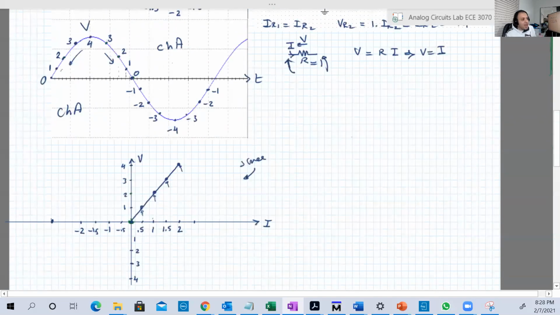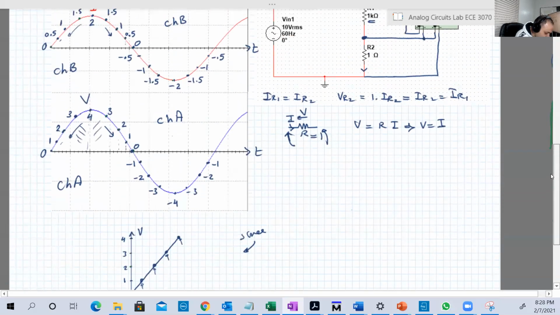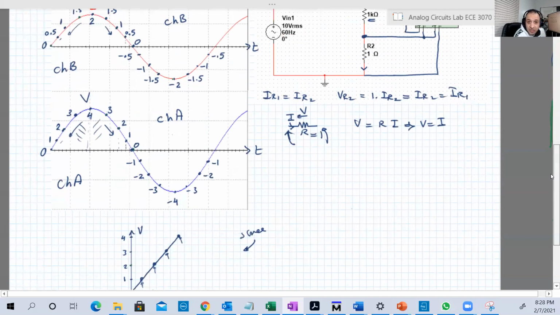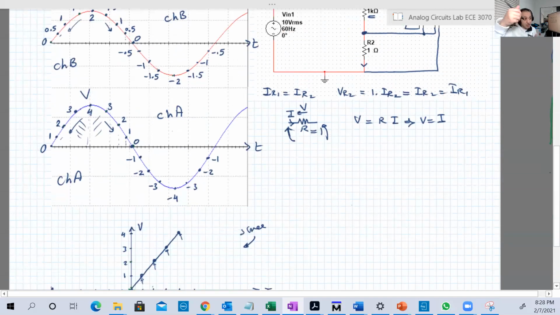Same point again. Why? Because the positive half cycle of both I and V are symmetric around the maximum. This part is equal to this part. That's why you will get the same line. Now, for the negative, we have still the same concept, and the line should be extended. It will not be a separate line with a separate slope. No, it will be the same line that you get in the positive.